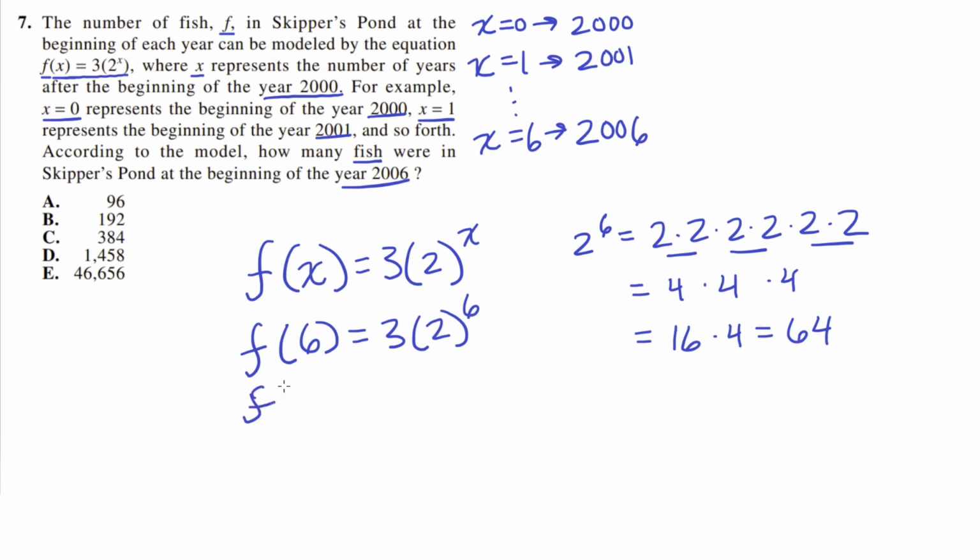So f of 6 is equal to 3 times 64. And 3 times 64 is just equal to 192. So after the year 2006 begins, there are 192 fish in the pond, which is answer choice B.